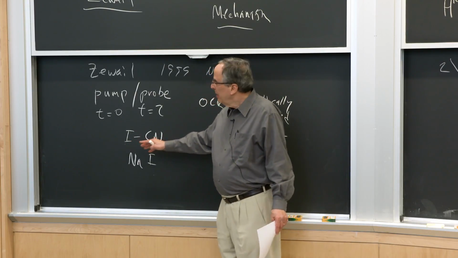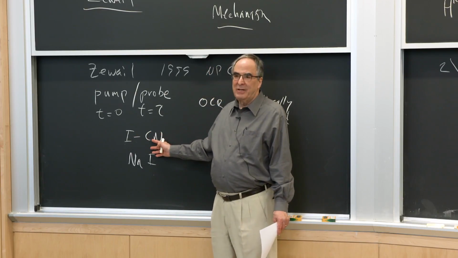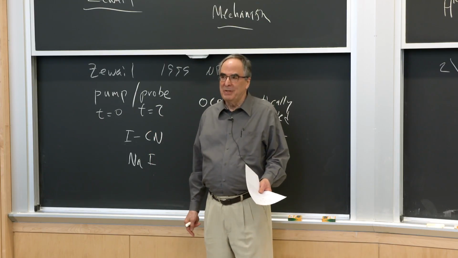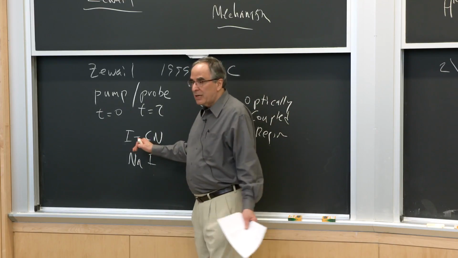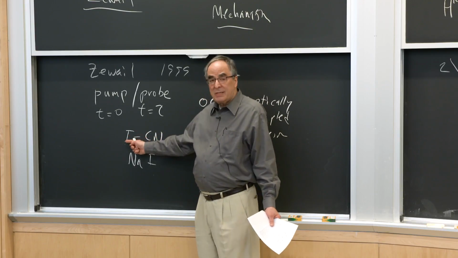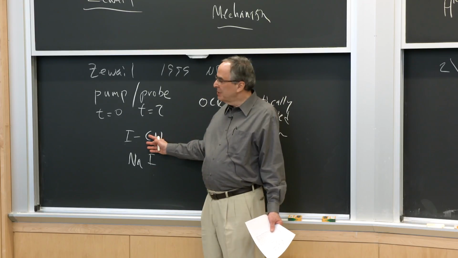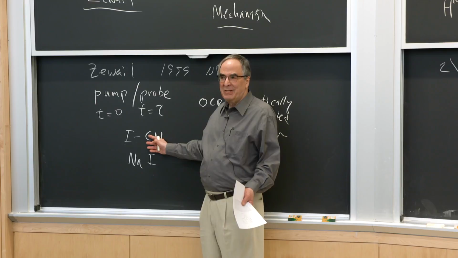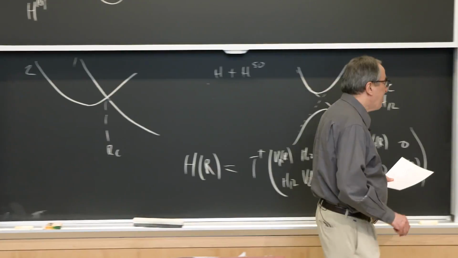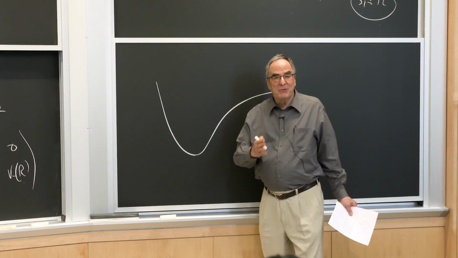For ICN, the beautiful thing about ICN is there's CN here. CN is a diatomic molecule that has a very convenient spectrum. And so we're asking the question, how does the presence of the iodine affect the CN spectrum? Because the CN is going to give us the signal in this experiment.